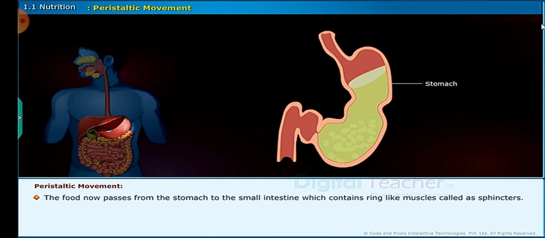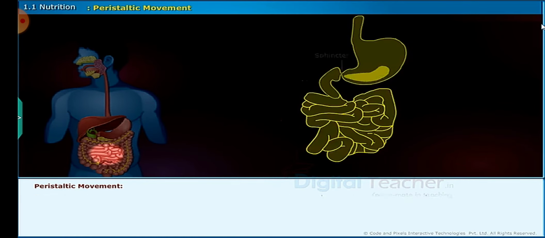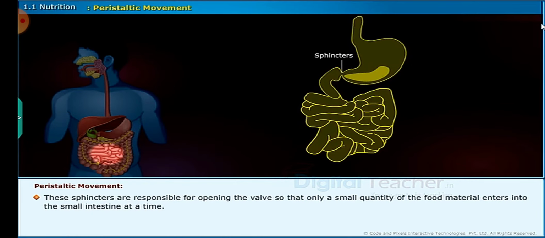The food now passes from the stomach to the small intestine, which contains ring-like muscles called sphincters. These sphincters are responsible for opening the valve so that only a small quantity of the food material enters into the small intestine at a time.